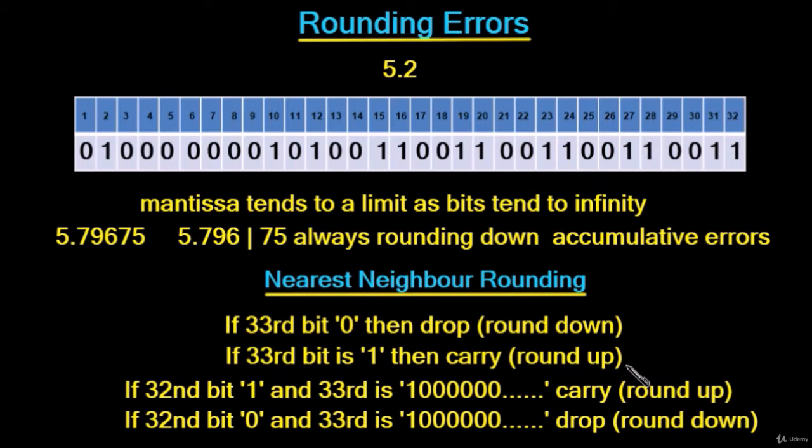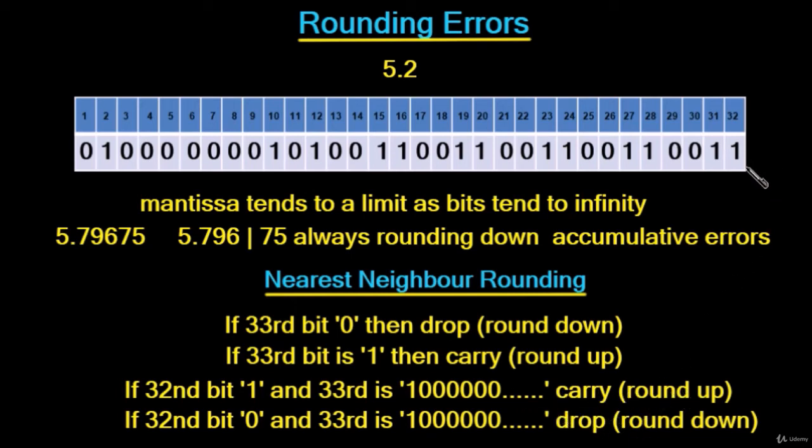Now we have one other possibility that we can deal with, and this is in effect similar to having a number like 5.5, where we have to decide whether to round up or round down, so we're exactly halfway. So if the 32nd bit, this actual last bit here that we can represent, is a 1, and the 33rd bit is a 1, and they're all zeros afterwards, then we round up.